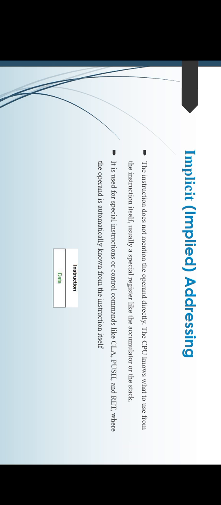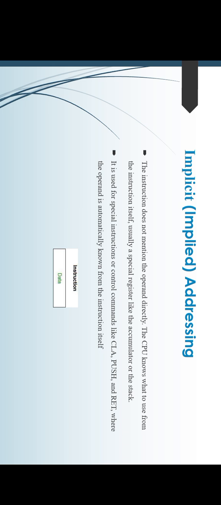Okay, first is implicit addressing. Implicit is also called implied addressing. In implied addressing, the instruction does not mention the operand directly. The CPU knows what to use from the instruction itself, usually a special register like the accumulator or the stack. This is implicit addressing.